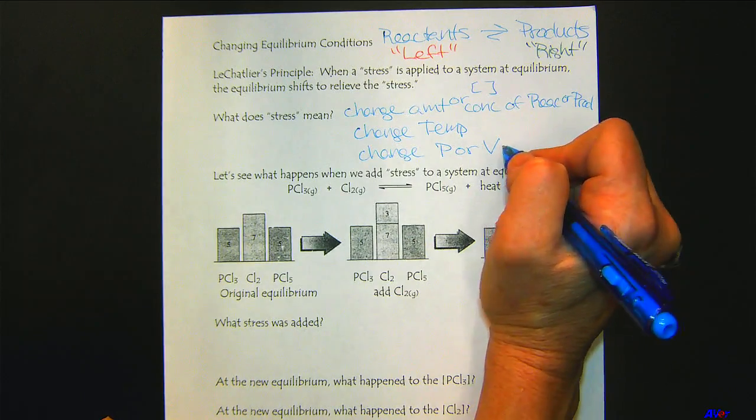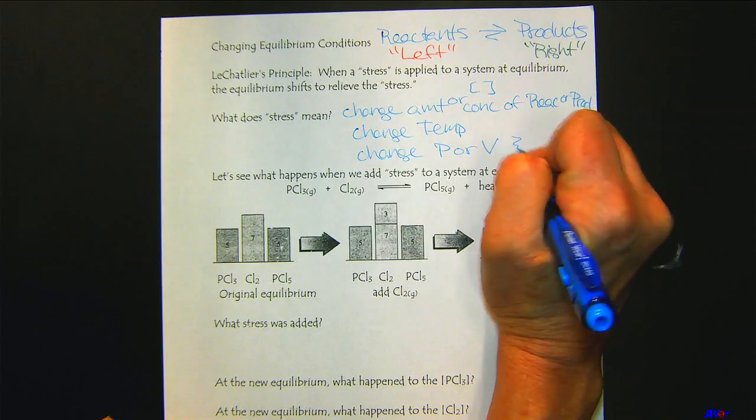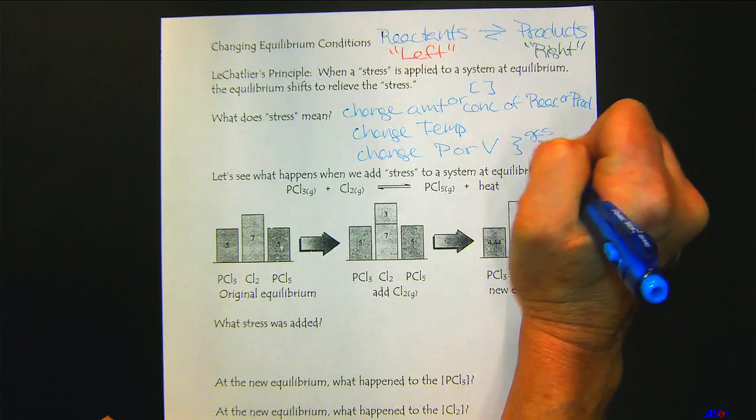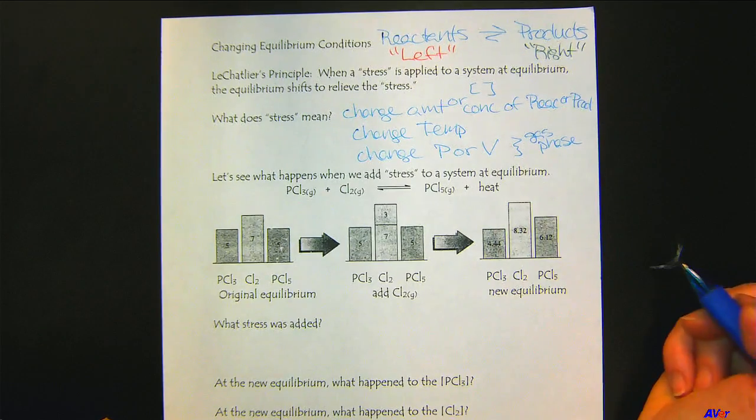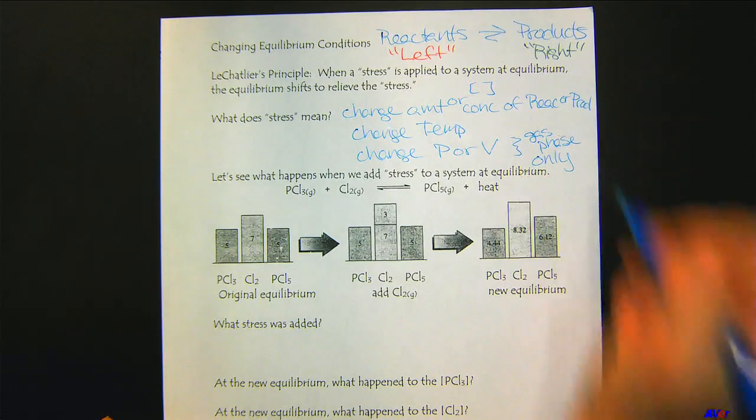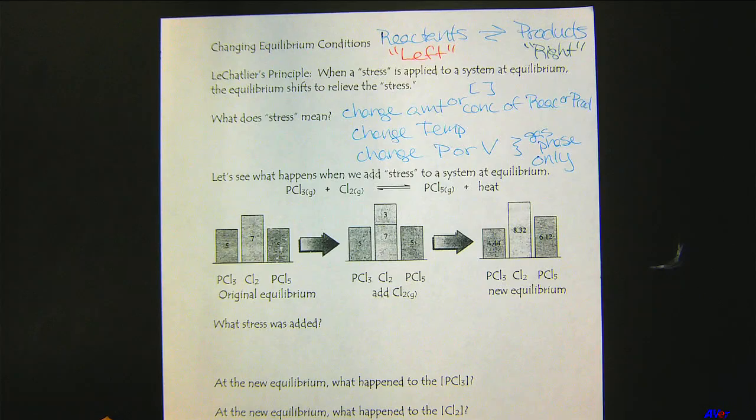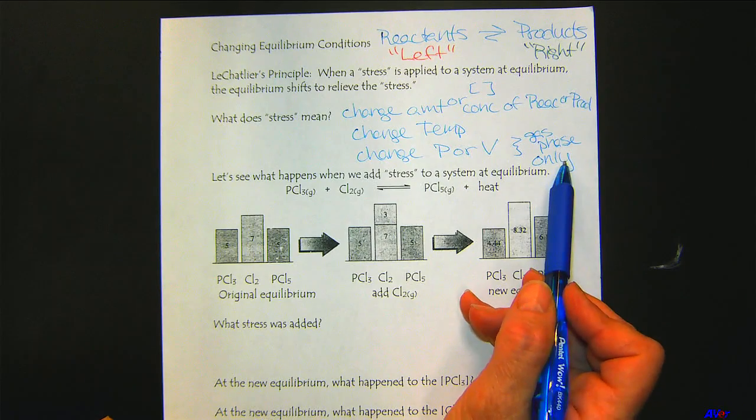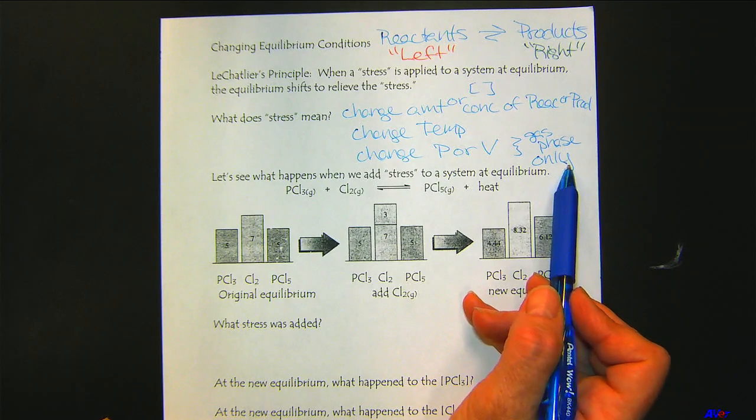Now with pressure and volume, the important thing to note is this is for gas phase materials, reactants and products only, gas phase only. So we only worry about the effects of pressure and volume when we have gas phase reactants or products.